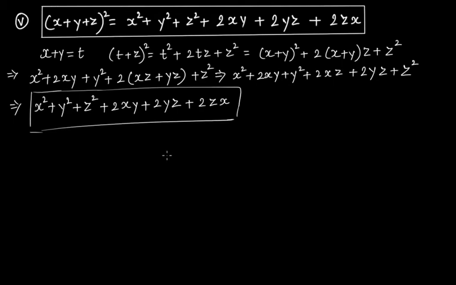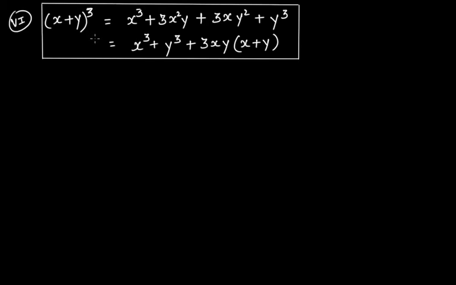Remember it, we'll use it a lot when we solve problems based on factorization. Next you have (x + y)³, and this is actually equal to x³ + 3x²y + 3xy² + y³, or you can rewrite it as x³ + y³ + 3xy(x + y). You have to remember both of these. We can use either this one or this one. Both of these expressions will be used when we solve problems.